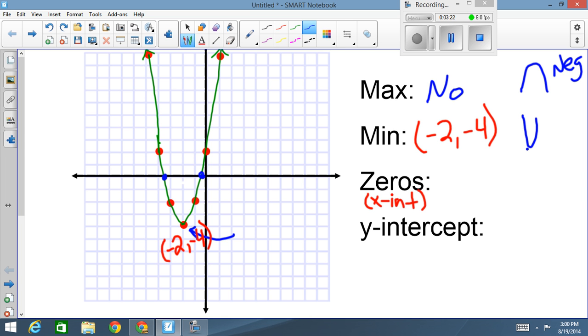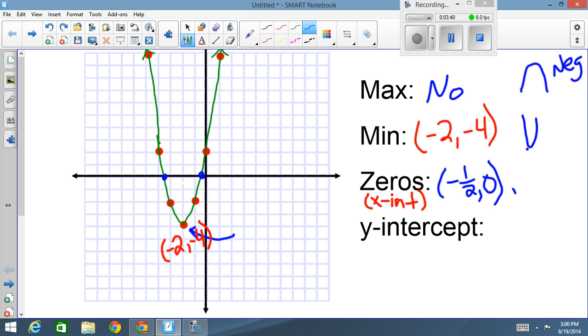Well, let's look at the first one. That first one, I'm going to the left. It looks like I'm about halfway between 0 and negative 1. So I'm going to call that negative 1/2. I'm going up and down 0. Okay? So the zeros of your function are where the y values are 0.